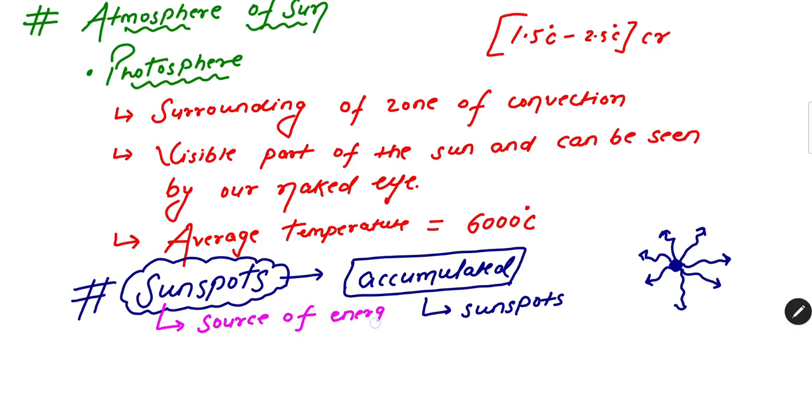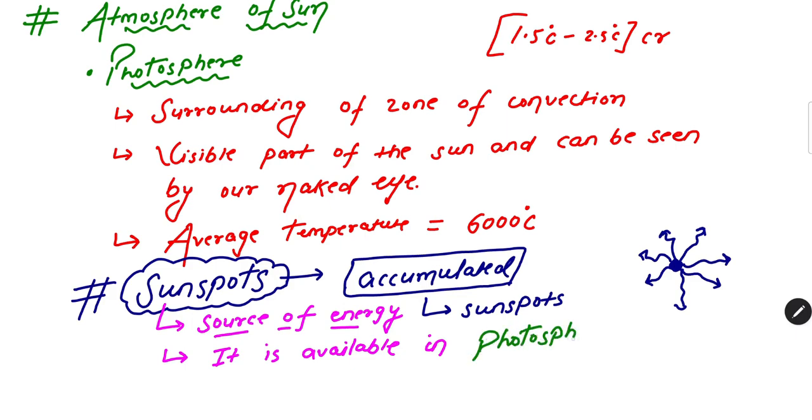The first thing you should know is how it forms. Right now I explained to you the accumulation of different energies. So sunspot is a source of energy, first point. Now when we talk about another thing, can you tell me what is the place of these sunspots? The sunspot is formed in the photosphere, so we can write it is available in the photosphere.